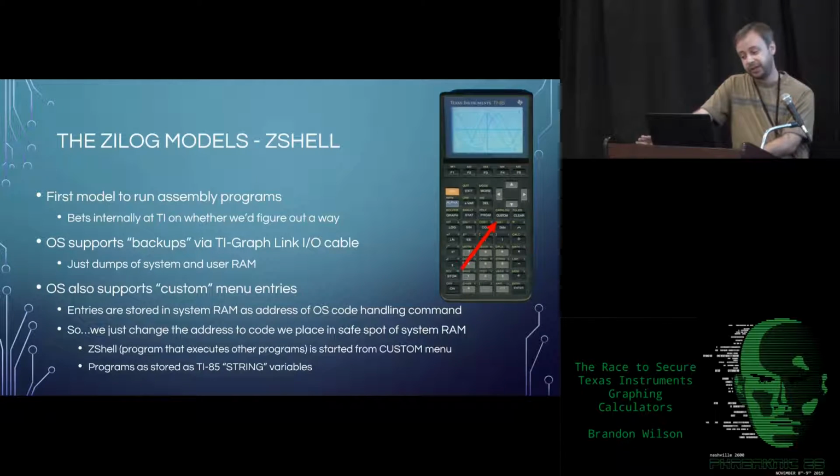And interestingly, the way the OS stores things in this menu is by just keeping track of the address of the code that would handle this OS command if you selected it, if you ran it. And it keeps track of this in system RAM, which is included in that computer backup. So what that means is all you have to do is change the address of one of these custom menu entries to point to code that we also embed in that RAM backup, and you got code execution. And that's what ZShell is. It's just a small program that lets you run other programs, so that you can write programs and store them on the calculator in the form of string variables.